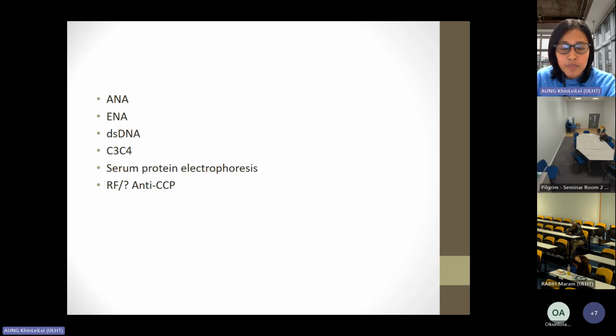So based on the patient's symptoms, we will request ANA for every patient, ENA, double-stranded DNA, complement protein, serum protein electrophoresis. We will do it if the ESR is raised out of proportion to CRP. Rheumatoid factor, anti-CCP, we will order if we suspect the patient has overlapping rheumatoid arthritis. If we suspect the patient has myositis, then we will request myositis-specific antibodies.